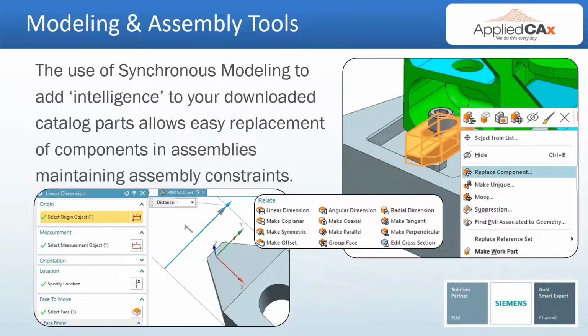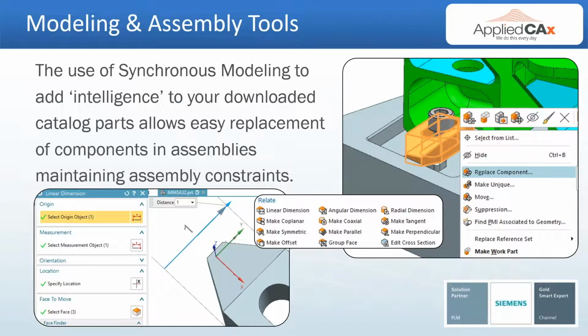Modeling tools. Synchronous modeling is a great way of taking downloaded geometry that you get from Carr Lane, McMaster-Carr, whoever you get your tooling or parts from, even making your own and having to do minor adjustments on them. You can use synchronous modeling tools for that. I'm going to show off some of those tools as well.